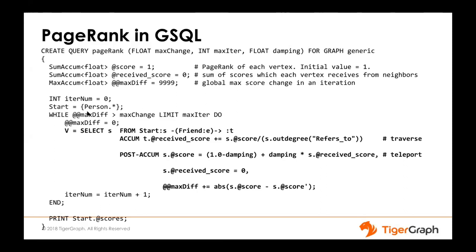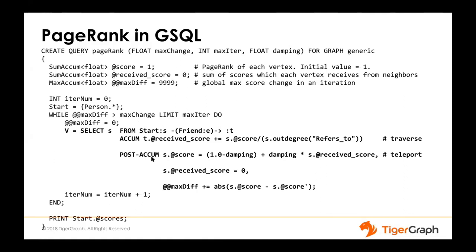So we initialize our iteration. We're going to every single vertex of type person. So this is a full graph computation. That star means every person vertex is where we're going to start out. We do a while loop. While the change is still bigger than the maximum change, max diff. That sign is correct. I actually ran this, so it should work. And then this also says don't do more than that number of iterations.